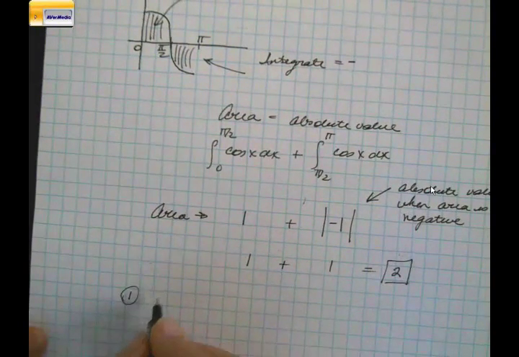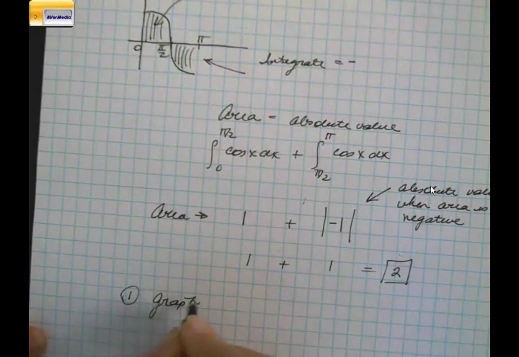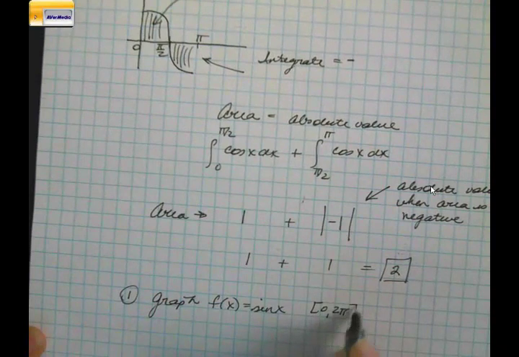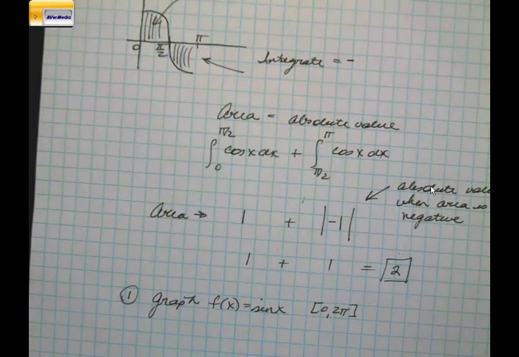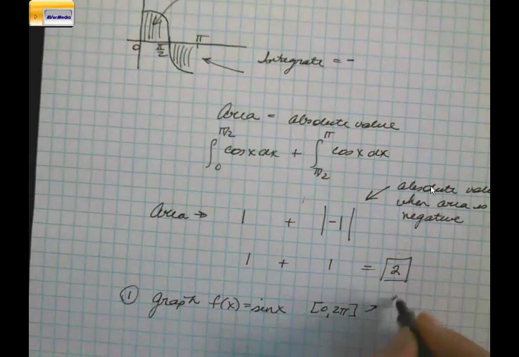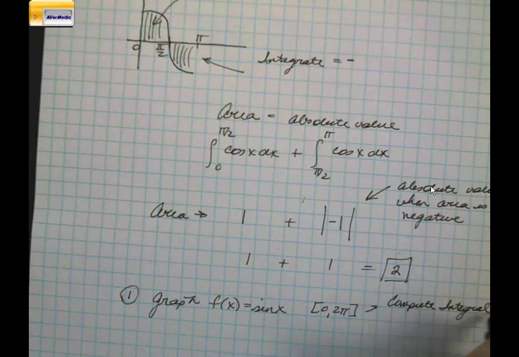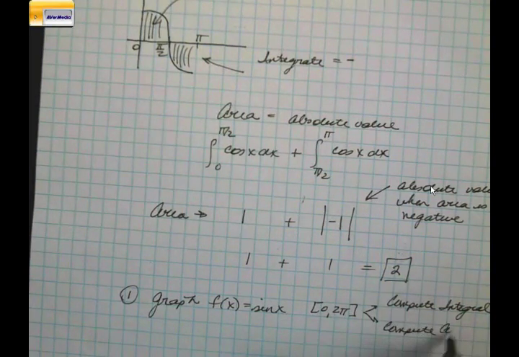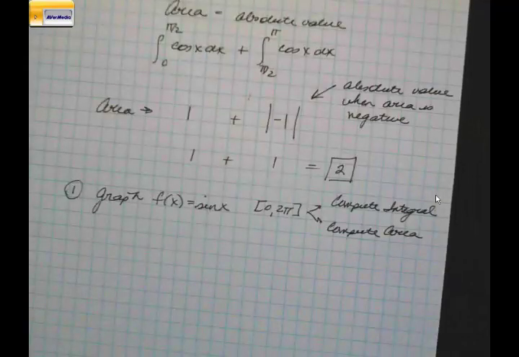So if you take a look at this one, they say graph f of x equaling sine x from 0 to 2 pi. Then they want me to do two things. They want me to compute the integral, which is just integrate, and there'll be positive and negative, who cares. And then they want me to compute the area under the curve. Okay, so find both. Just integrate it, but then actually integrate it and find the area between the curve and the x-axis.